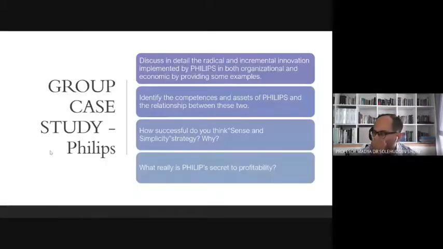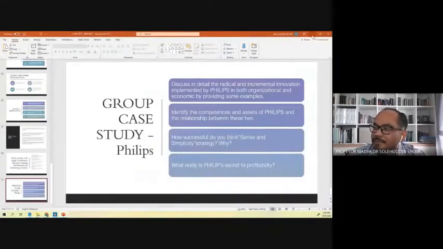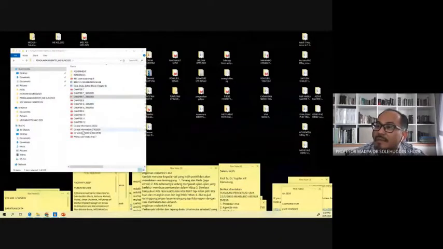Okay, this is the case study. I have given you the case study. Within this half an hour, in your group, I would like you to discuss in detail the radical and incremental innovation implemented by Philips, in both organizational and economic terms, by providing examples, and identify their competencies and assets. How successful do you think the sense and simplicity strategy has been used and why? And what really is Philips' secret of profitability? This is the Philips case study.